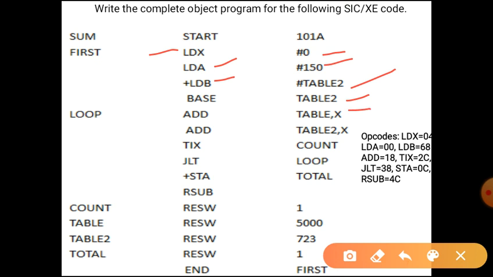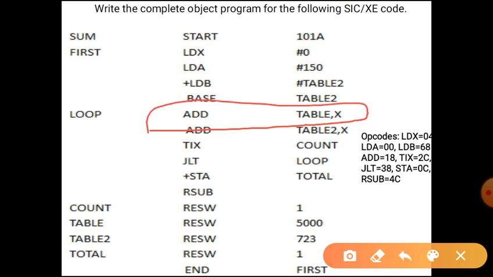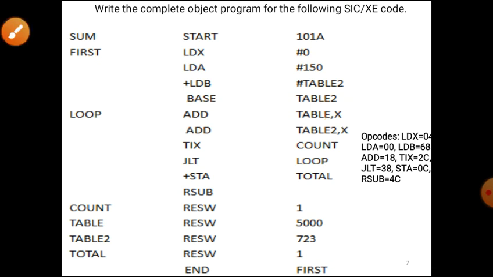Then what do you mean by ADD TABLE,X? It indicates an add operation on the content of the accumulator and the content of a memory location whose address is computed as the address assigned to TABLE plus the content of X. That is the operation indicated by ADD. Here ,X indicates that this instruction has to be assembled based on indexed addressing mode. So those are the different meanings of these instructions.